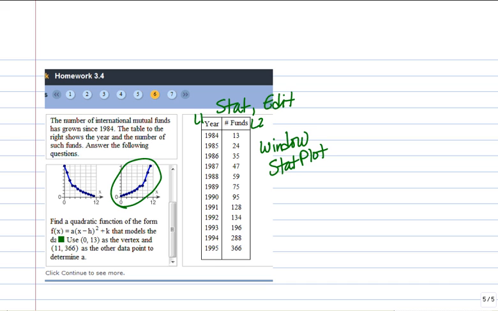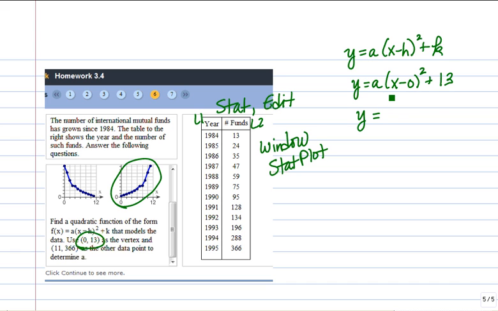Now, the interesting part here is to find a quadratic function of the form f of x is equal to a times (x minus h) squared plus k that models the data. Use (0, 13) as a vertex and (11, 366) as the other data point to determine a. So we did this in the lecture video, but just think about what we would have to do here. If we are using the point (0, 13) as a vertex, that means h is a value of 0, right? And k is 13. So this is really going to simplify rather nicely to just be a times x squared plus 13. So what I need to do now is plug in the x and y value that they told me to use so that I can solve for a.